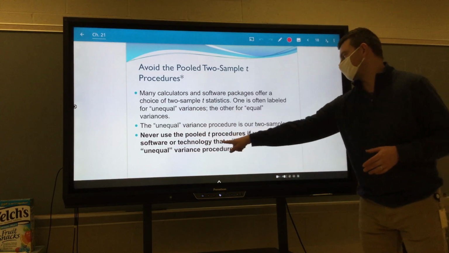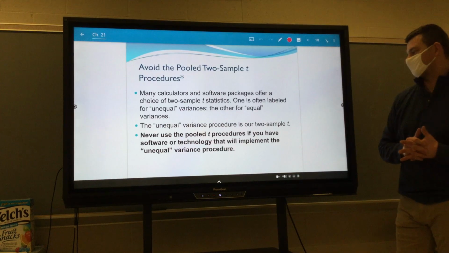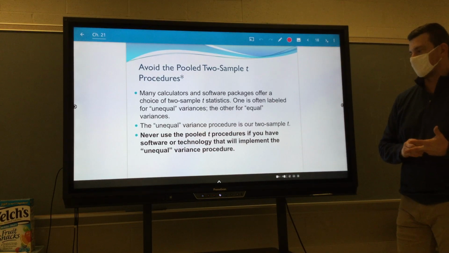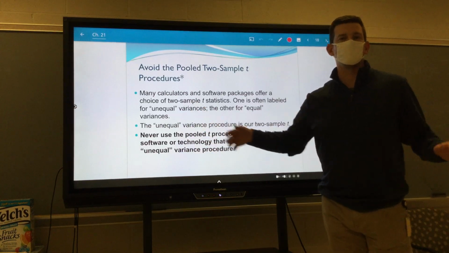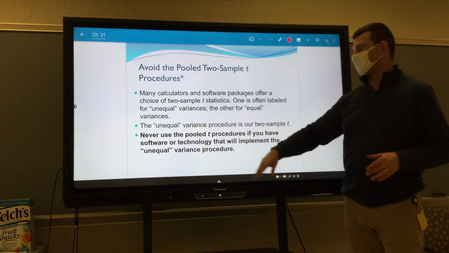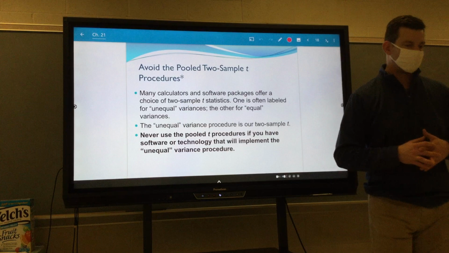Never use the pooled t procedures if you have software technology that will implement the unequal variance procedure. Okay? Terminology that you don't really need to worry about. It's just a long way of saying do not pool the data.